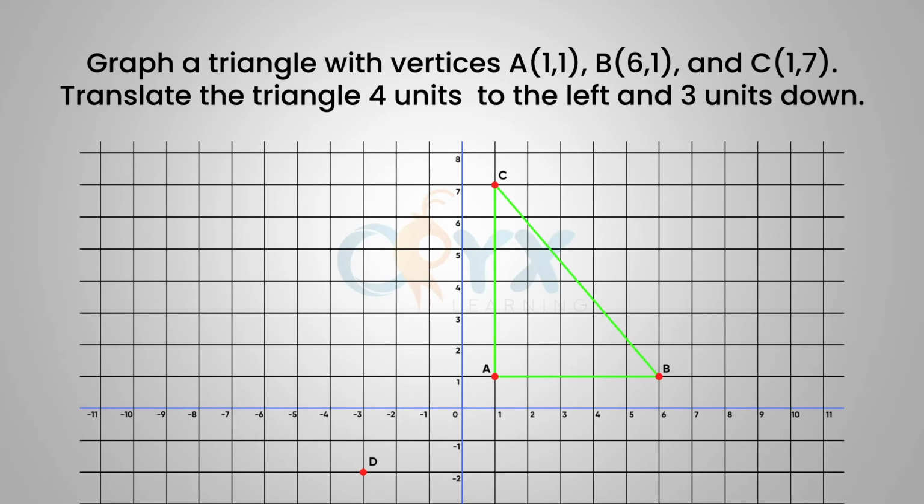Repeating the process for point B, I'll move it 4 units to the left, 1, 2, 3, 4, and 3 units down, 1, 2, 3. And once again for C, moving it 4 units to the left, 1, 2, 3, 4, and 3 units down, 1, 2, 3. So this gives me the triangle DEF, which is translated from triangle ABC, 4 units to the left and 3 units down.